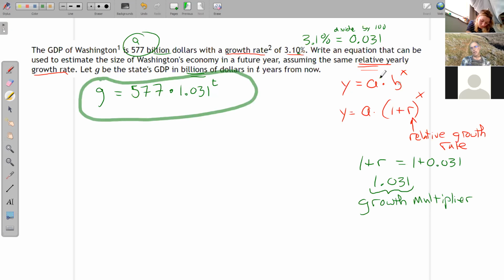And I used the exponential equation because they gave me this relative growth rate. They didn't give me a slope. They gave me a growth rate as a percentage. 99.99% of the time, that means it's exponential. Okay, then I have to use that in a scenario. So let's go see what the scenario is.